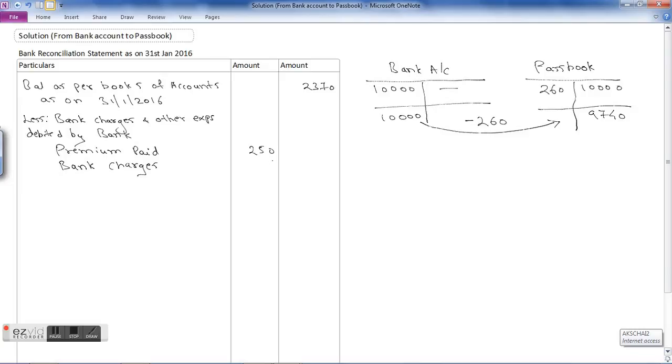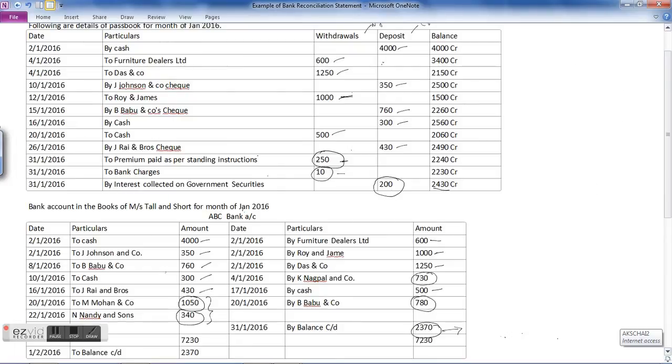How much is bank charges? 10. So total it's 260, correct? Since it's a less, we'll put it in the bracket, so it's easy for our calculation, correct? Now the next transaction, interest collected on government securities, rupees 200.